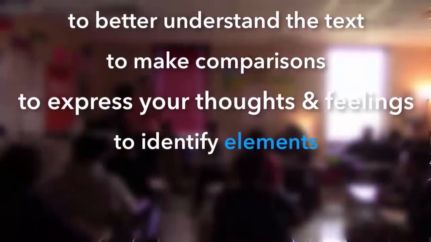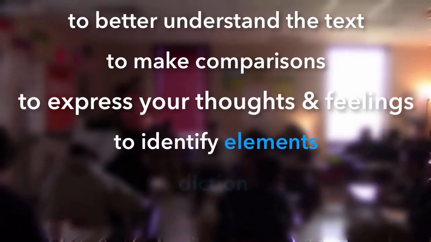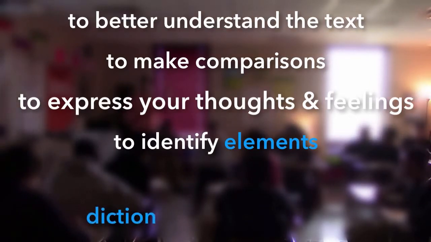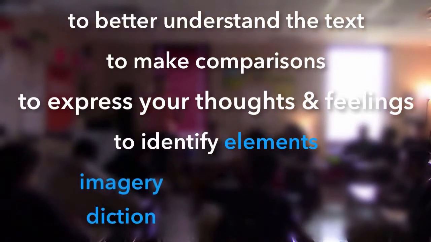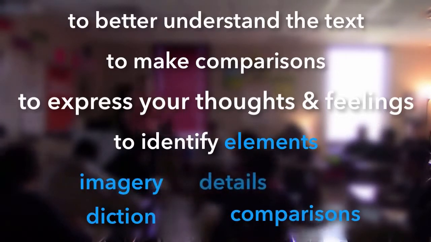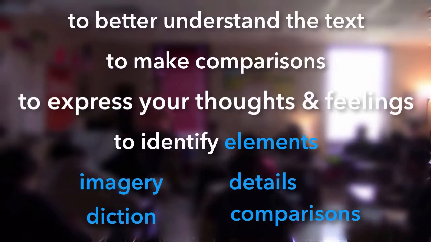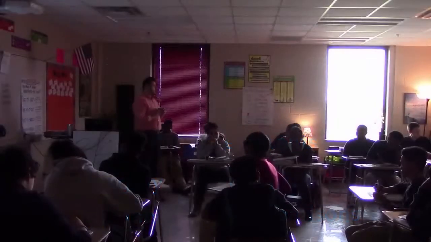Okay, identifying elements. When I say identifying elements, what elements am I talking about? Diction. Imagery. Comparisons and details. Okay, those four things are the big things that we look for whenever we are annotating. And how does annotating make you a more effective reader? You are totally able to understand what you are reading. So that's the most important thing that we do when we are annotating.